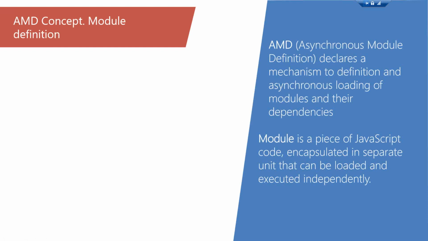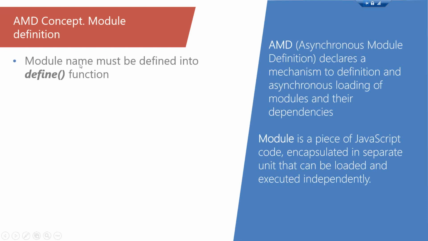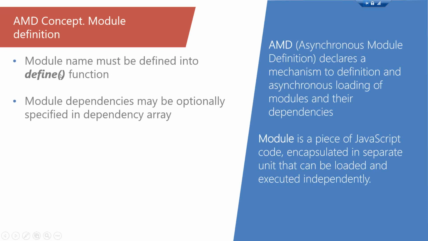AMD stands for asynchronous module definition, and it's an idea of building an application as a set of independent modules which can be asynchronously loaded and executed. All modules are independent program parts, and technically they are just pieces of JavaScript code encapsulated as a separate unit, and they can be loaded and executed independently. So the idea of building applications using JavaScript is based on modules, and each module has a name, and this name should be defined in the define function. Optionally, a module can contain a dependencies list. It means a set of names of other modules that are required for creation and building of your module.